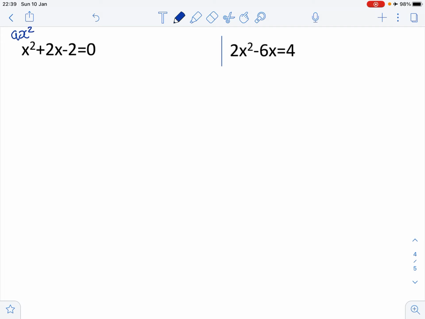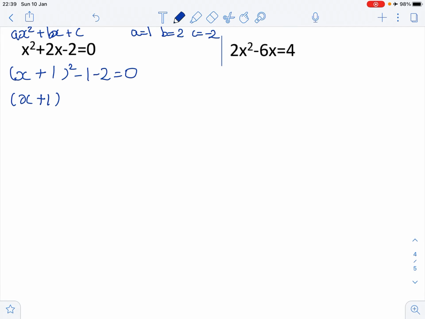As we know, a quadratic expression is always in this format, ax squared plus bx plus c. So we know a is equal to 1, b is equal to 2, and c is equal to minus 2. So step 1, we always remember completing the square always looks something like this. Then we half the b value, so half of b is plus 1. Then we subtract half of b squared, which is minus 1, then minus 2 equals 0.